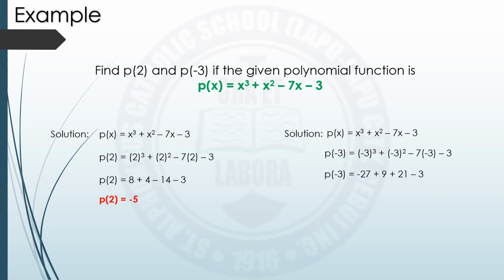So negative 27 plus 9, that makes it negative 18. And then negative 18 plus 21, that makes it positive 3, and 3 minus 3, that makes it 0. So the value is equal to 0.